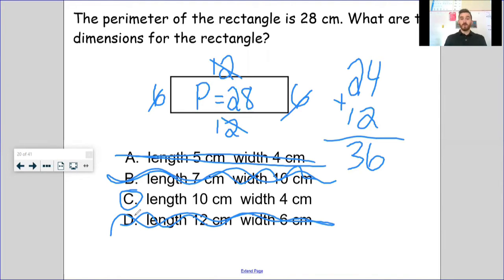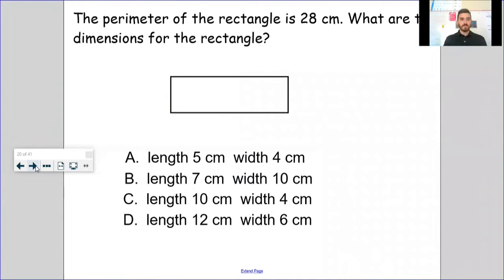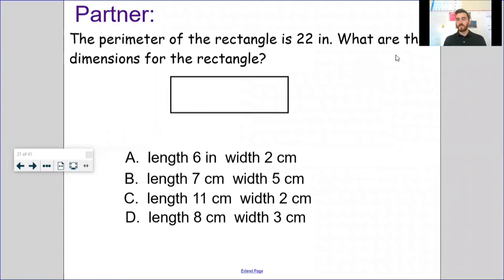So you'll see some of those where all you got to do is just a little bit of work. So now I'm going to give you a chance to do one of those. Very similar question, different numbers. So I'll read it, pause it, solve it, press play. The perimeter of the rectangle is 22 inches. What are the dimensions for the rectangle? So again, you're plugging them in, doing a little bit of math, and seeing which one matches.